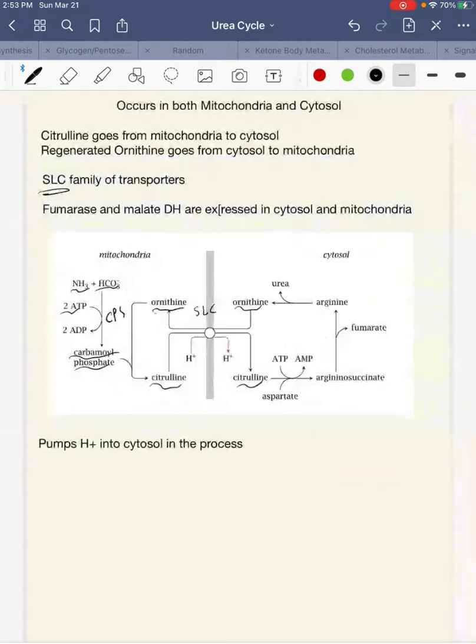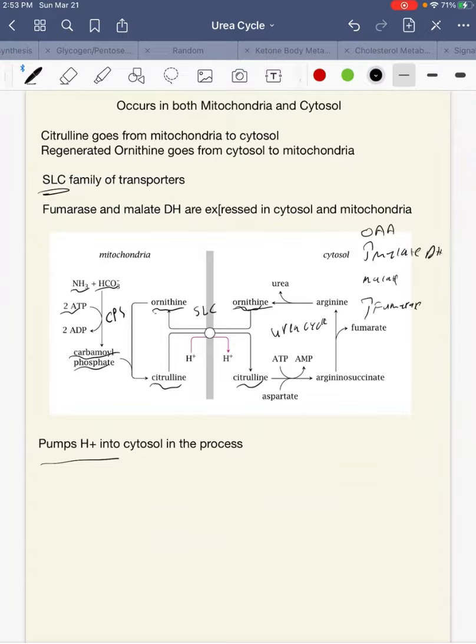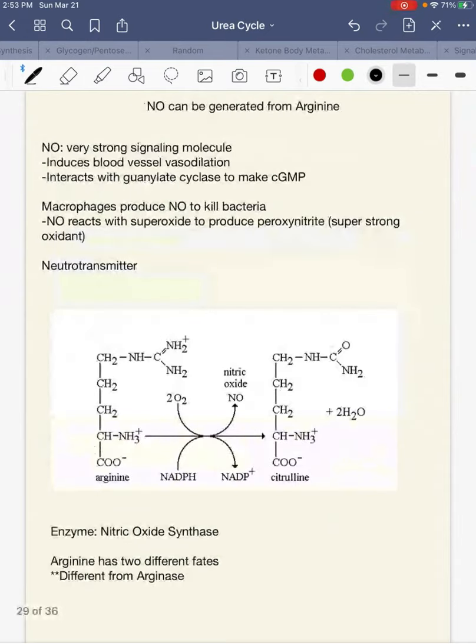proton out of the cytosol. And then ornithine continues through the urea cycle, and then eventually urea is excreted, ornithine is generated, and then it's sent back into the mitochondria to continue the cycle. Okay, and then, like I said, in that process, an H plus is pumped into the cytosol. Fumarate can be converted to malate using fumarase. So we already talked about this one, and then malate can be converted into oxaloacetate using malate dehydrogenase, and these are cytosolic versions of the enzymes in TCA. Okay, let's talk about nitric oxide.